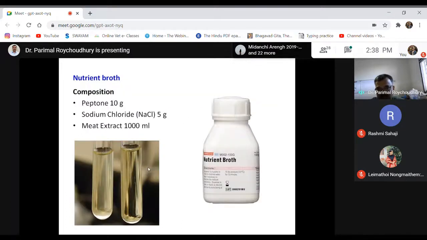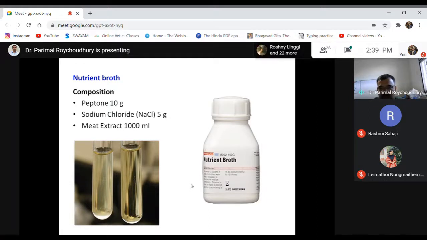Now let us go through some of the common media that we use. The most basic media that we use for isolation of bacteria is nutrient broth. This is a liquid culture, as you can see. It doesn't have any agar. It's simply peptone in 1 liter of water and 5 grams of sodium chloride. That's the composition of nutrient broth, and it's a basal media.